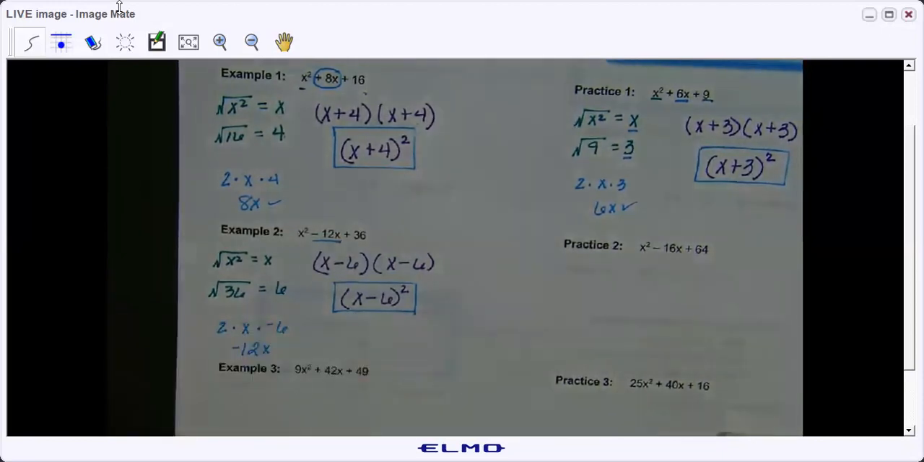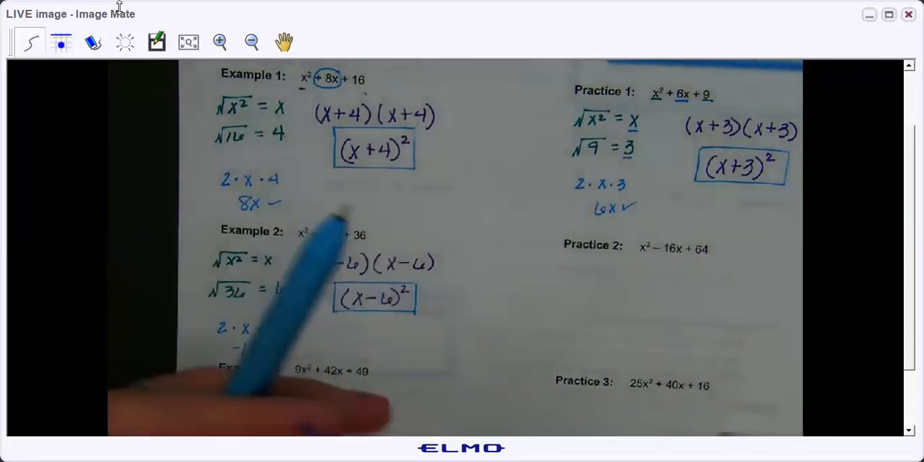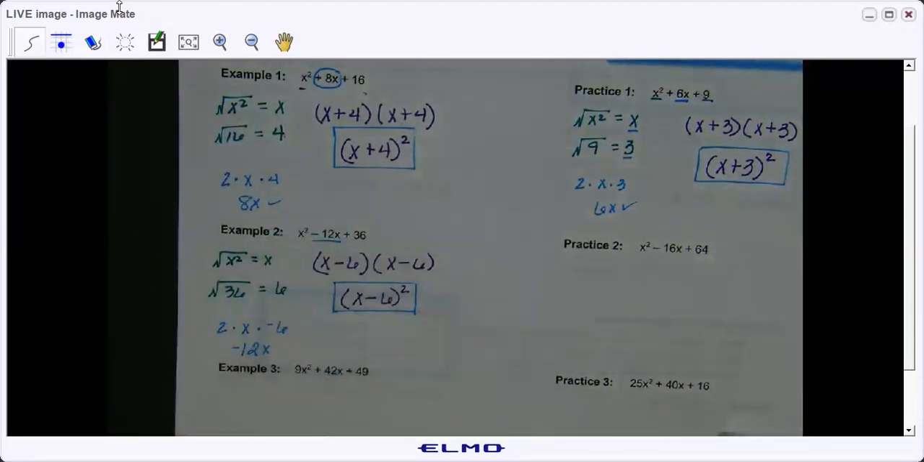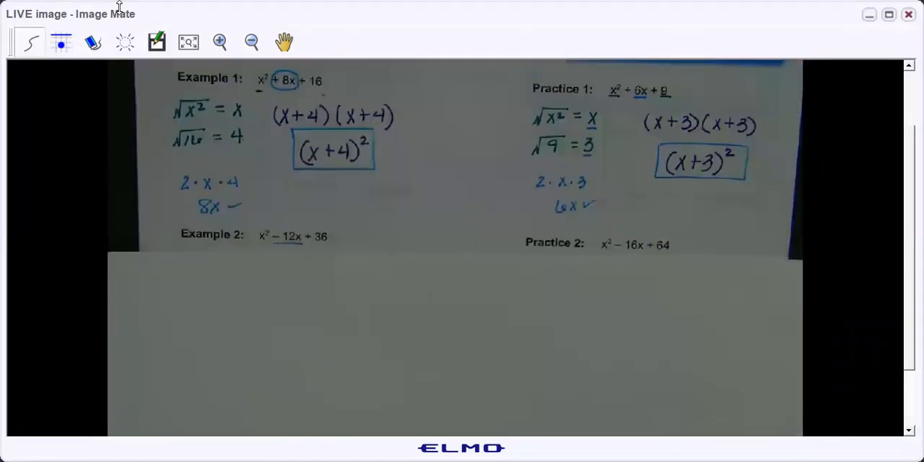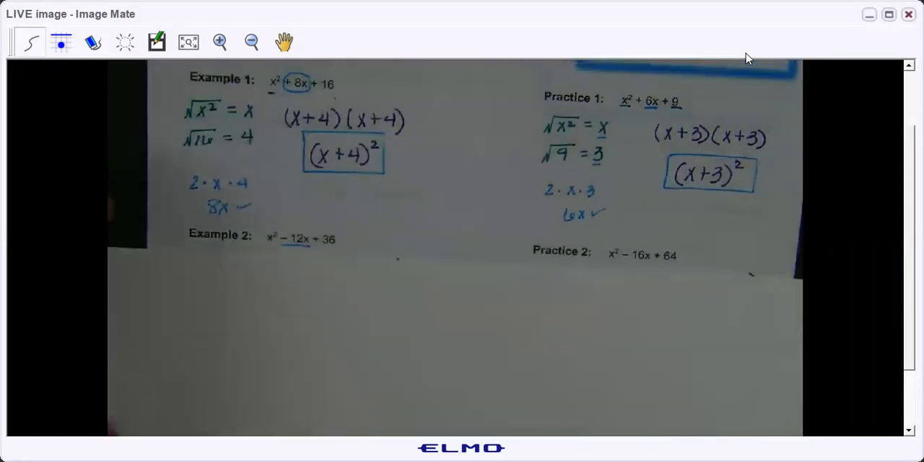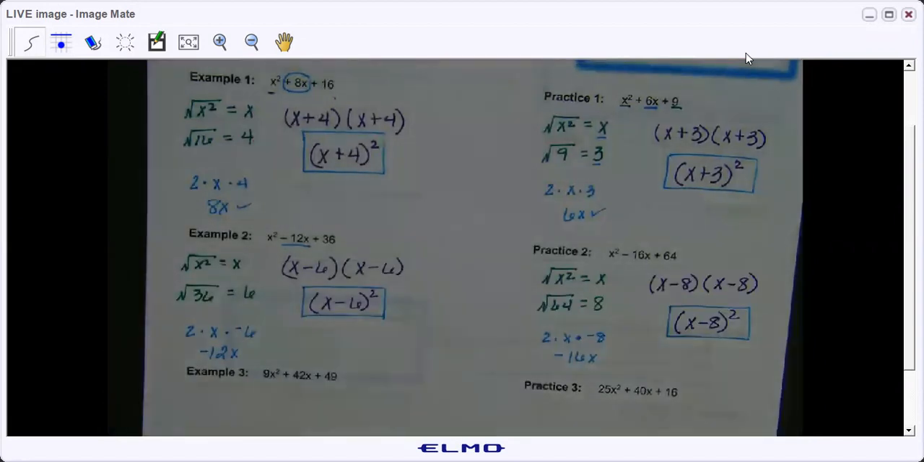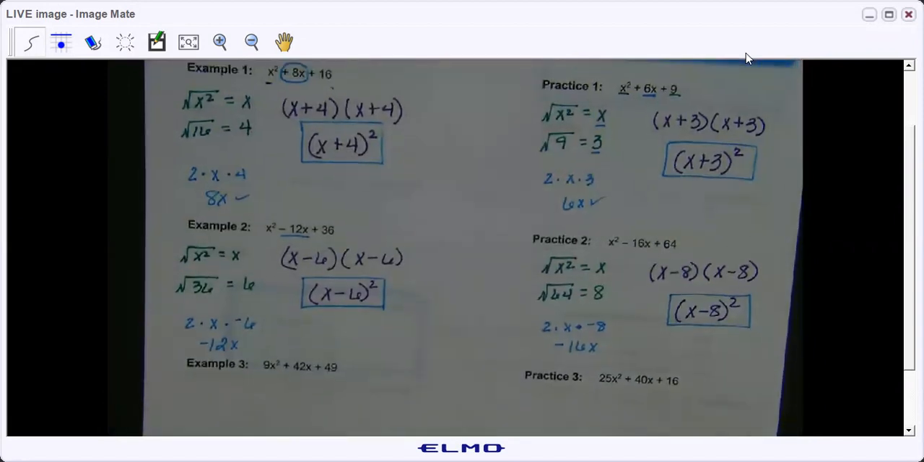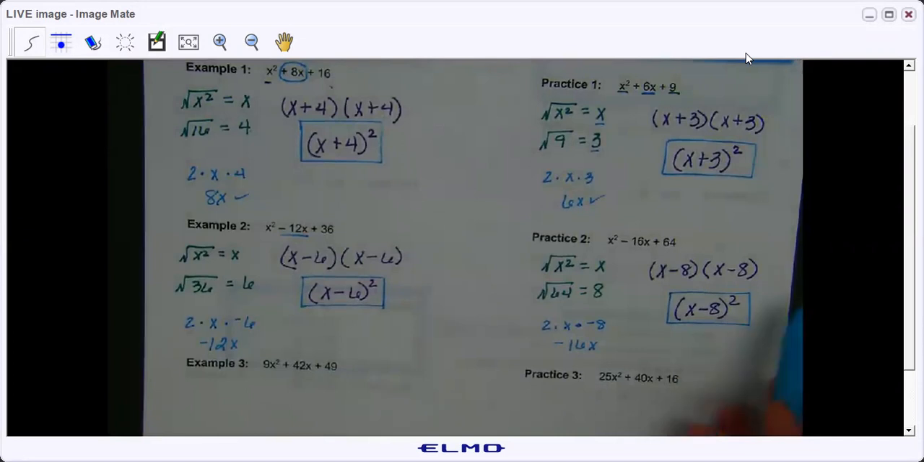Just do that whole checking system like I taught before. All right. Okay, so I'm going to pause the video. I want you to do practice 2, and then when I unpause the video, you will see the answer. Okay, so now that I've given you time to do practice 2, I'm going to go ahead and show you the answer here. If you're not ready, pause the video. Okay. And this is what you should have gotten. X minus 8 squared.